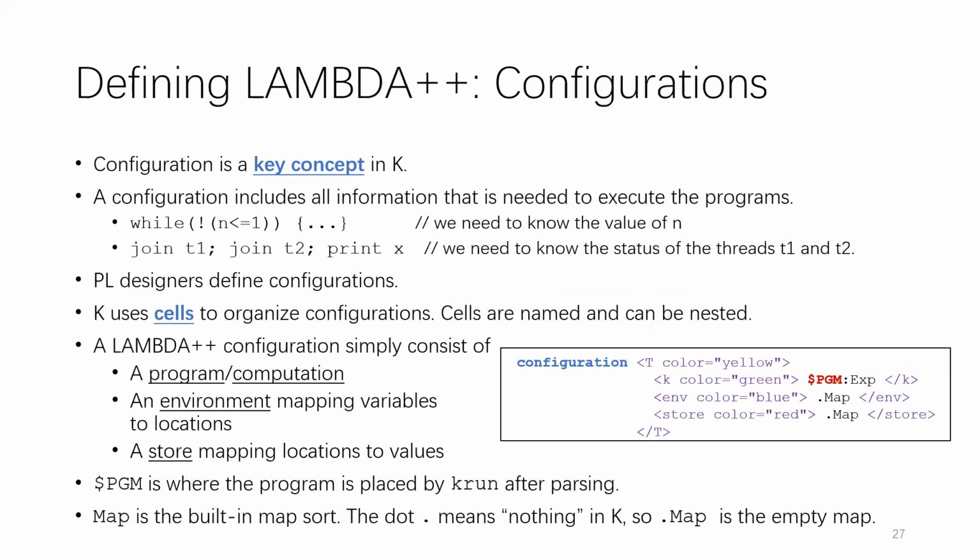So for Lambda, we need only a simple configuration. In K, configurations are defined like this. So we just saw that, organized in cells. And each cell has a name, and it holds a particular type of semantic information. And in general, configuration cells can be nested. The Lambda++ configuration consists of 3 cells.